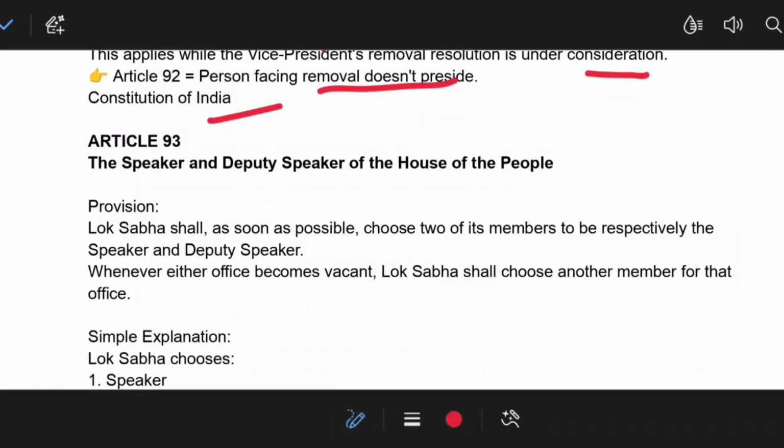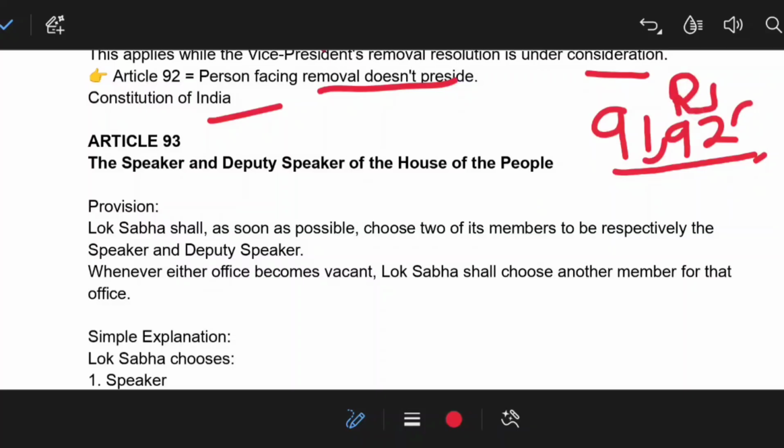Now we come to Article 93. Article 93 is basically talking about the speaker and deputy speaker of the House of the People. You can remember it this way: Articles 91 and 92 talk about the chairman and deputy chairman of the Rajya Sabha, but Article 93 is about the speaker and deputy speaker of the House of the People, that means the Lok Sabha. As I have already told you, the Constitution does not mention the terms Lok Sabha or Rajya Sabha. Instead, for the Lok Sabha the Constitution uses the term House of the People, and for the Rajya Sabha the term Council of States, because the Rajya Sabha has representation of the states, and you also know that its members are not elected directly by the people. So this is the basic difference between the election procedure for an MP in the Lok Sabha and for an MP in the Rajya Sabha. Okay, Article 93.